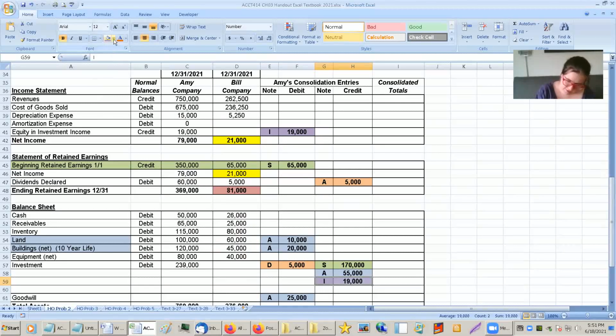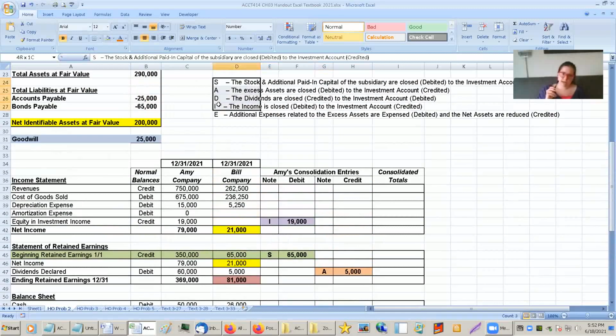So it's debited on the income statement and credited on the balance sheet. Correct. Yep. It's taking it out of income and it's taking it out of the investment. So we really are kind of unmixing the investment. And at this point, the investment should be completely gone. And the reason I say that is because the last one is the additional expenses.